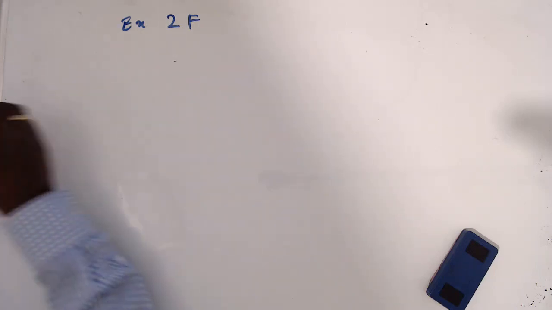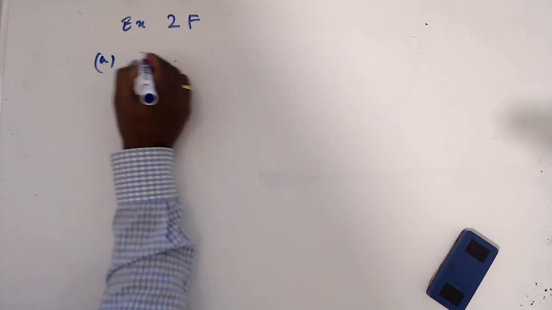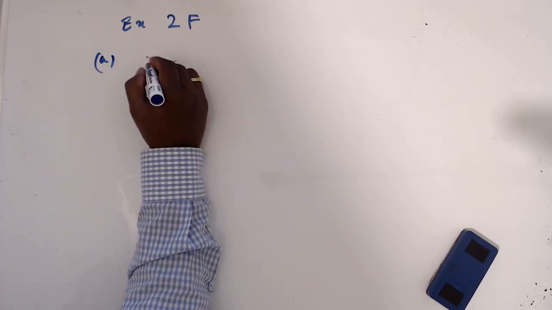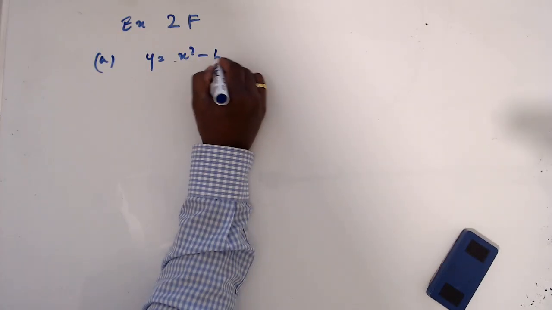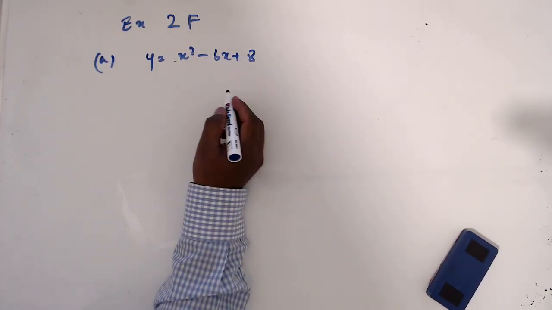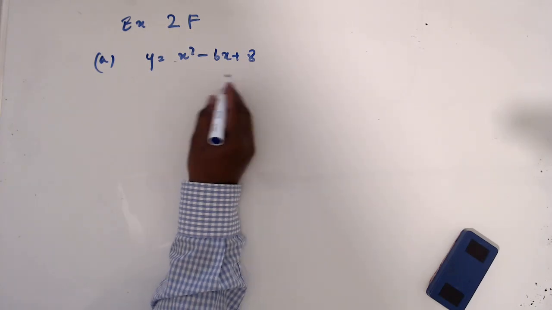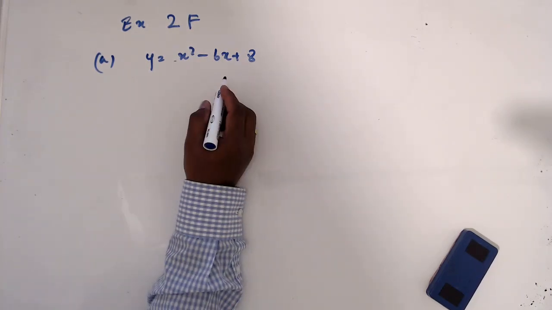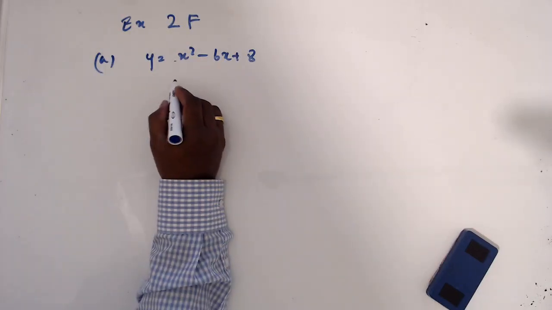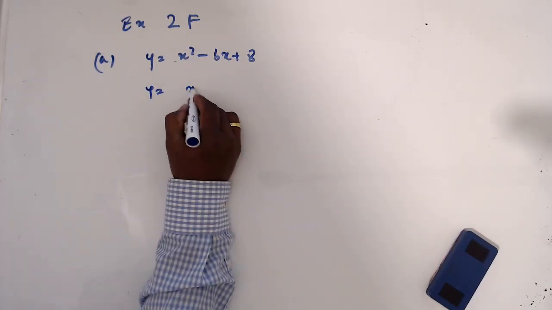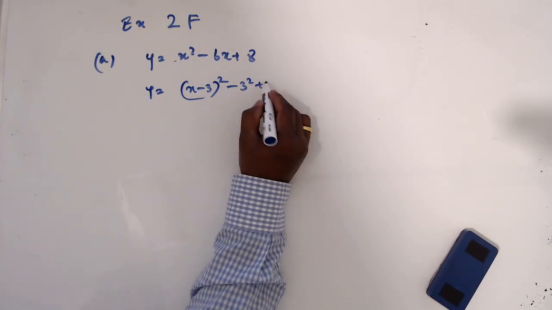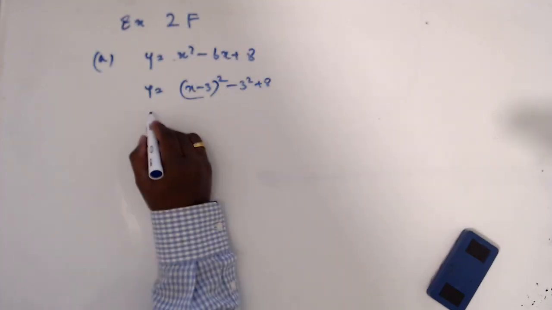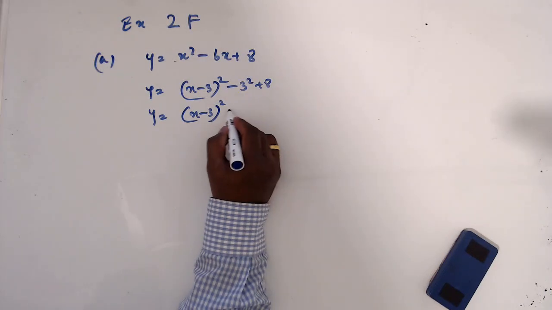Exercise 2F, question number A. y equals x squared minus 6x plus 8. I always do the completing the square part first. So y equals (x minus 3) squared minus 3 squared plus 8. Now y equals (x minus 3) squared minus 9 plus 8, which is minus 1.